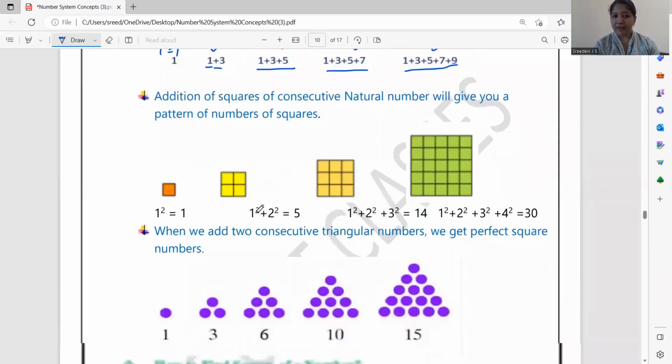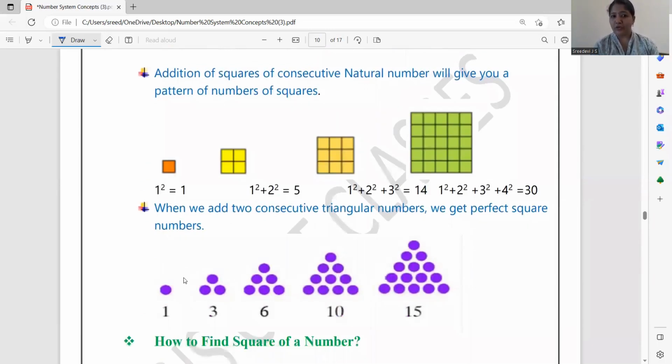Next, another pattern I can show you. Addition of squares of consecutive natural numbers will give you a pattern of the number of squares. See, I have given a number of squares here, right? Here it is 1 square. And here how many squares are there, everyone? Actually, it is not 4 squares, but 5 squares are there: 1, 2, 3, 4, and the big square, that is 5, right? So total 5 squares are there.